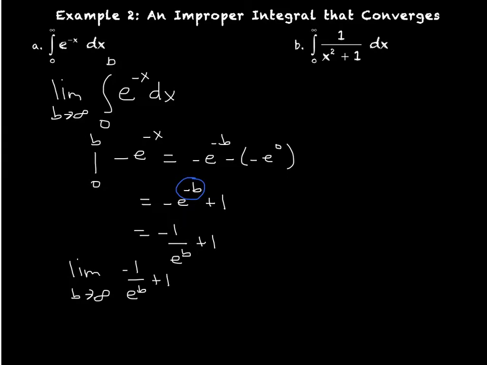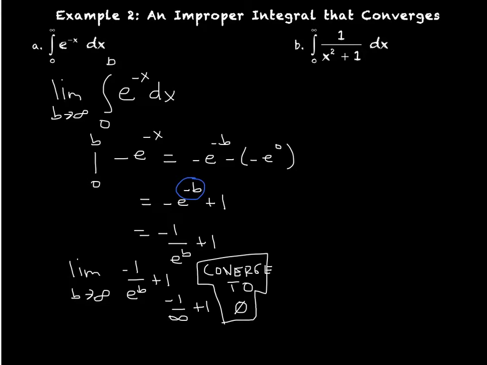Well, we can see that as b approaches infinity, e to the b also approaches infinity. So you have negative 1 essentially over infinity, which is going to be approaching 0, plus 1. So this integral would converge. It's going to converge to 0. And that is the answer to this first one. All right, let's take a look at the second one.